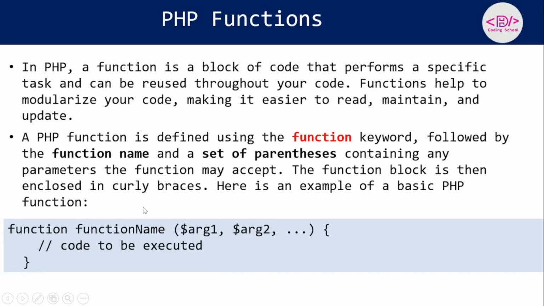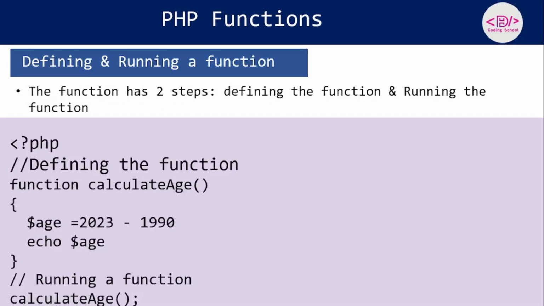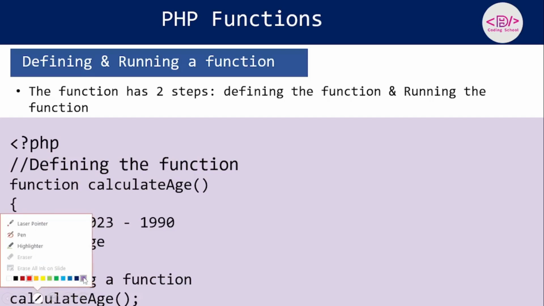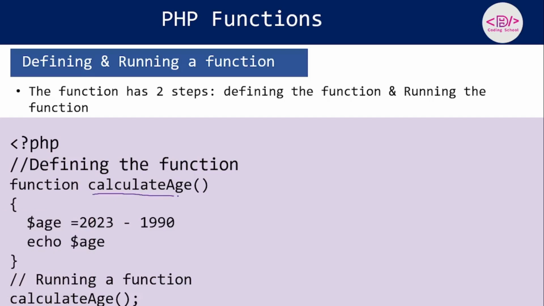Let's look at an example. For instance, let's say you want to calculate age. You can see we created a function and called it calculate age. Let me first grab my pen here. If you look, we have this function called calculate age. This process of creating the function is called the defining step.